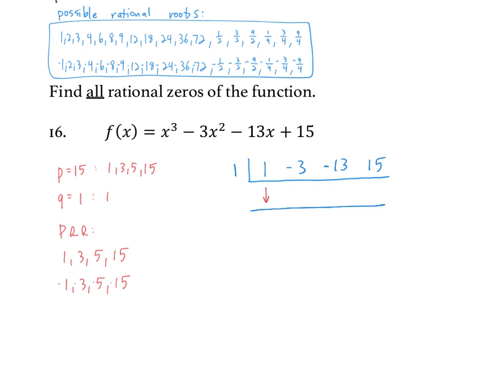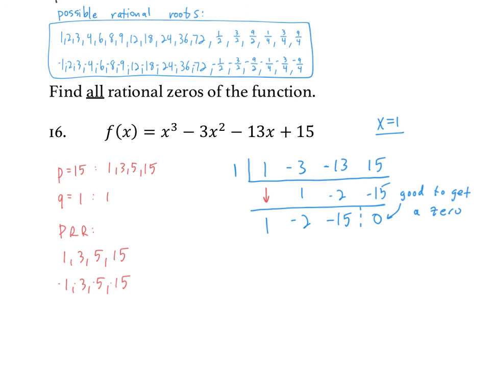Synthetic division we've already done, so I'll just do it. Okay, that was good. Getting a 0 is good. What that means is two things. It means x equals 1 is one of our answers, because we're finding all the zeros, and all the zeros are like x equals a number. So x equals 1 is going to be one of our answers.